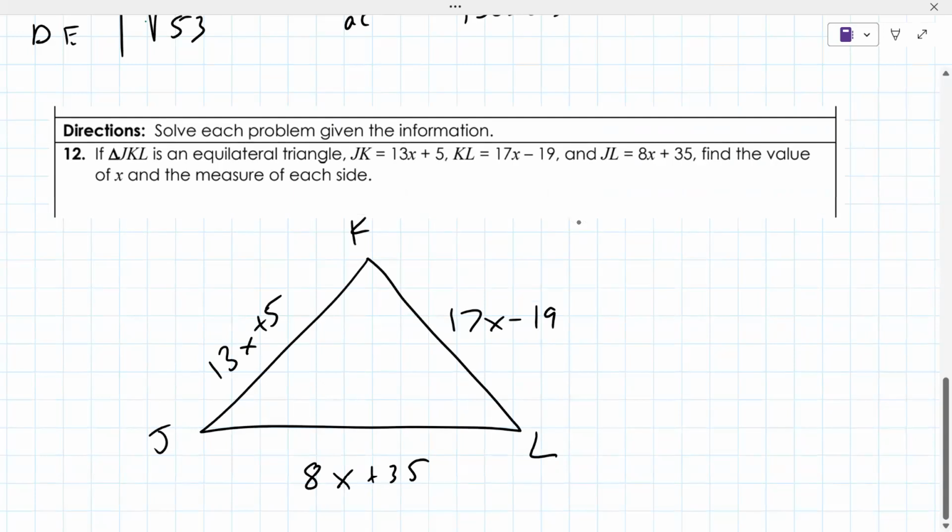What do you remember about an equilateral triangle? It's all sides are equal. Yeah, so you can set any two of those equal to each other and solve for x. So I'd like you to do that. Set any two of those equal and solve for x. Wait, like one of the equations? Any two sides, any two equations equal to each other.